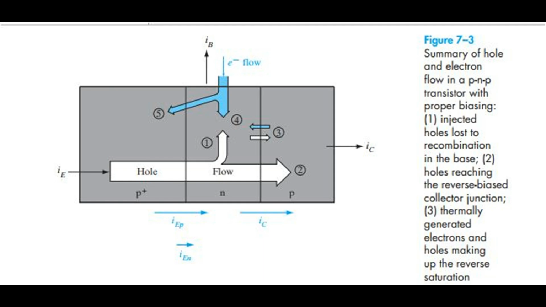Figure 7.3 Summary of hole and electron flow in a PNP transistor with proper biasing. 1. Injected holes lost to recombination in the base. 2. Holes reaching the reverse-biased collector junction. 3. Thermally generated electrons and holes making up the reverse saturation current of the collector junction. 4. Electrons supplied by the base contact for recombination with holes. 5. Electrons injected across the forward-biased emitter junction.